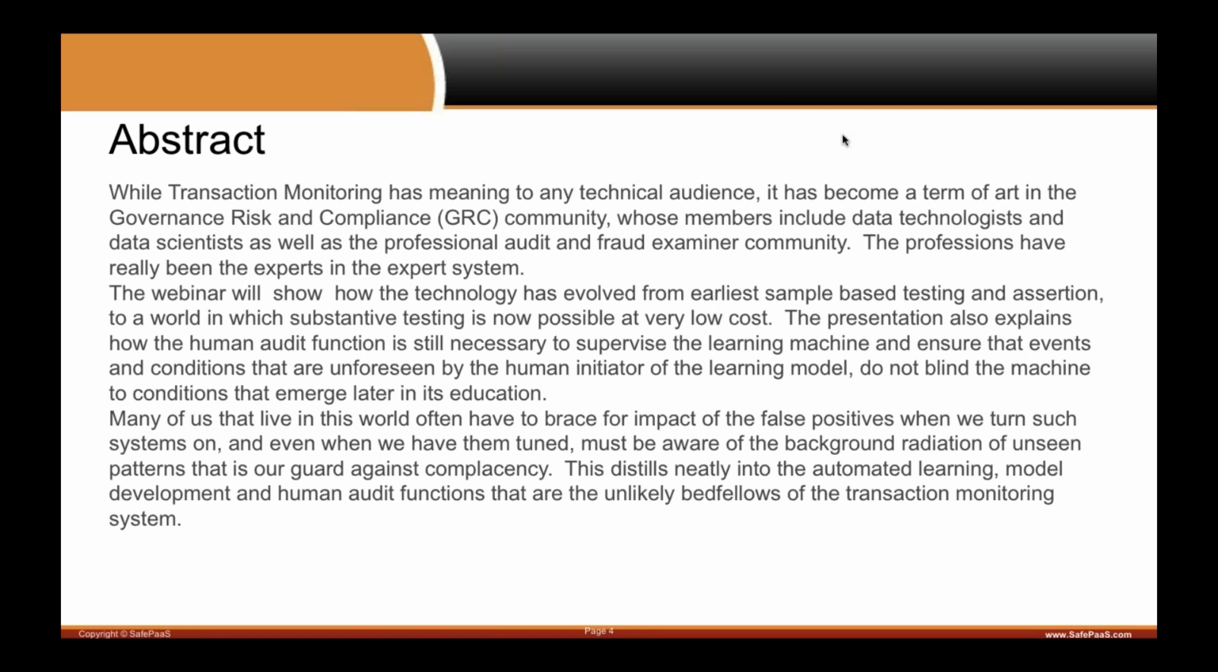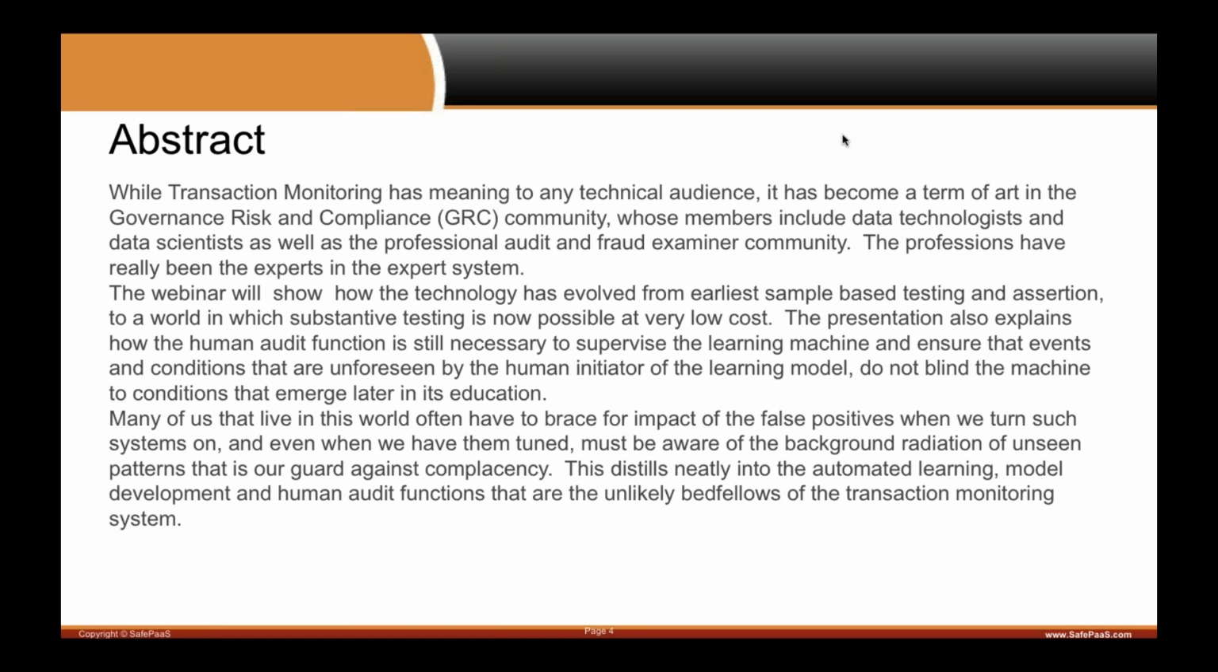For those of us that actually live in this governance, risk, and compliance world, as we've turned on these systems for transaction monitoring, we know that we have to brace for the impact of large numbers of false positives that hit us. And even when we have these systems tuned, there is still some background radiation of unseen patterns that allow us to keep our guard up against the complacency of just leaving these systems completely alone. It allows us to ensure that we are constantly monitoring for these new patterns that might be emerging.